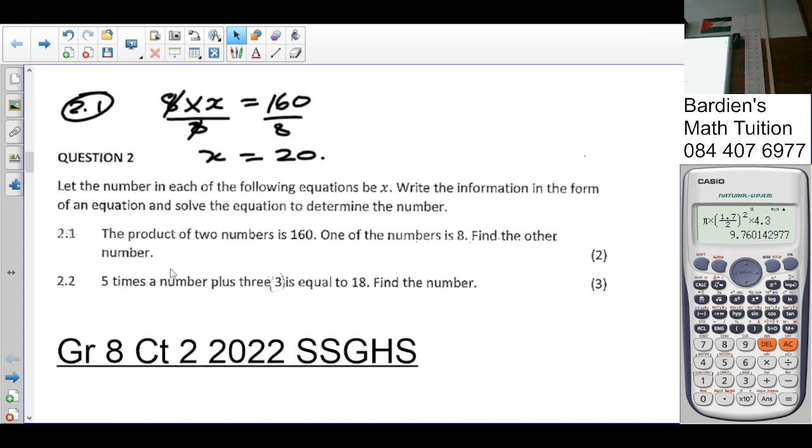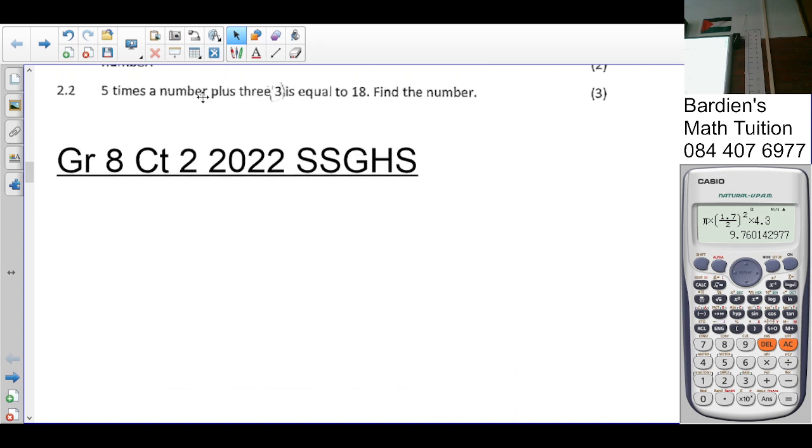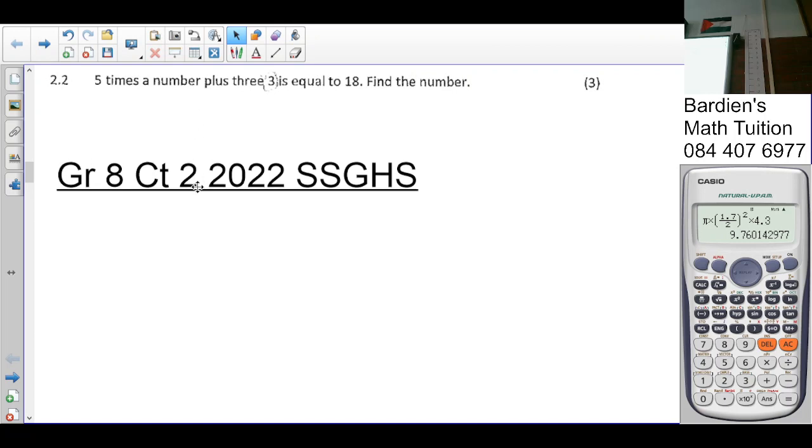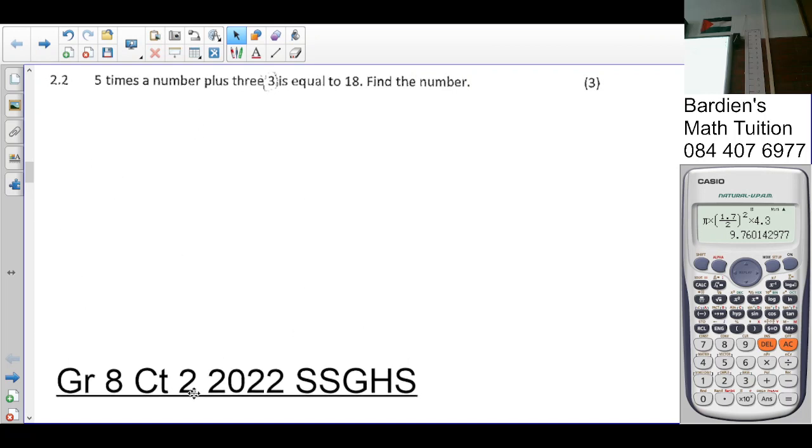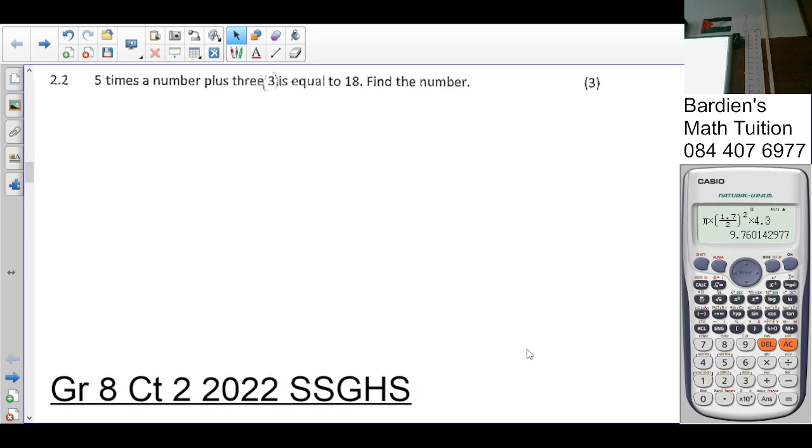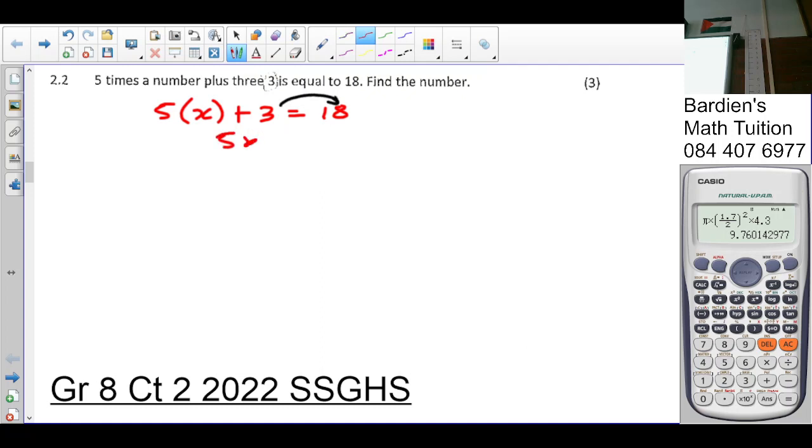In the next question, it says 5 times a number plus 3. 5 times a number, and what is the number? x. 5 times a number plus 3 is equal to 18. Find the number. Okay, so what we do, we take 3 over the equal sign. So it's 5x equal to 18 minus 3. What's 18 minus 3? 15. Divide by 5, so x is equal to 5.